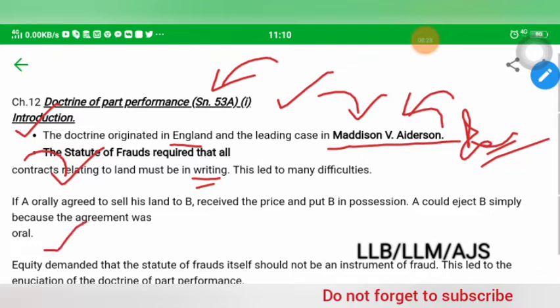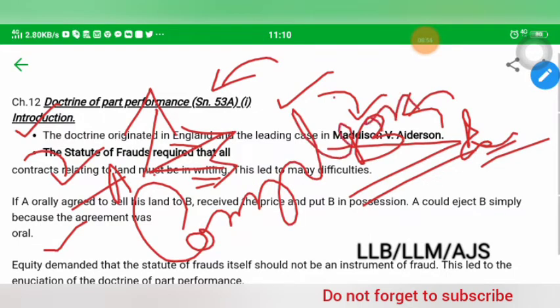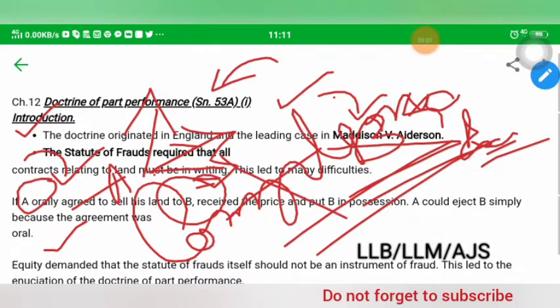So here, Mr. B is of course willing to perform his part, and he has already taken possession. Either he performed the whole of the contract or part of the contract. So Mr. A, being deceptive, wants to take benefit of non-registration, or non-compliance of the provisions of the law as regards transfer of property. So in this case, the law will do justice in favor of Mr. B and not in favor of Mr. A, even though the procedure, the manner prescribed in law, has not been complied with.